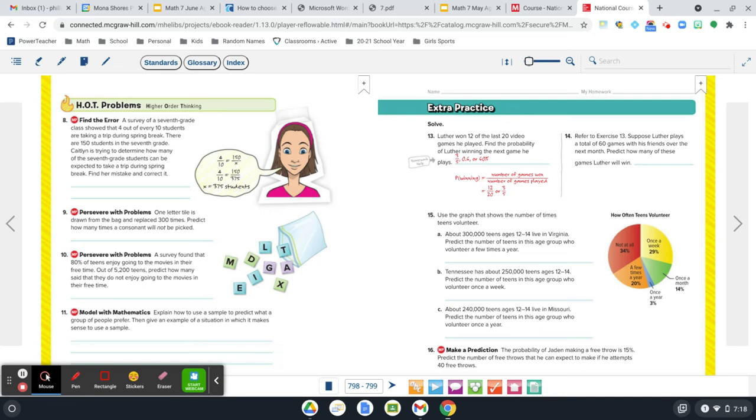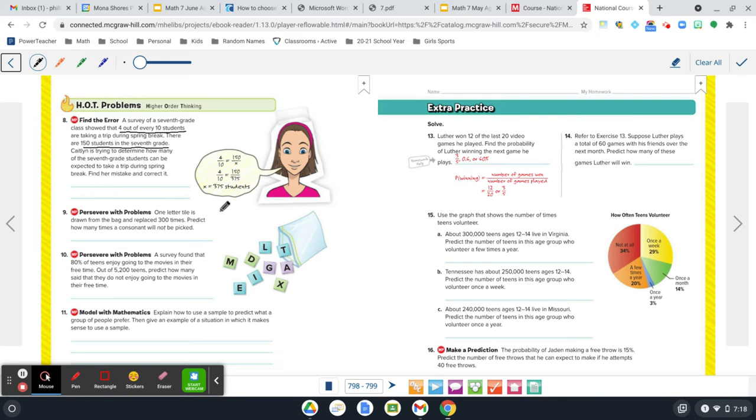Number 8 says you have a survey of a seventh grade class showed that 4 out of every 10 students, so let me underline that, 4 out of every 10 are taking a trip during spring break. And so there are 150 students in 7th grade. And Caitlin is trying to determine how many of the 7th grade students can be expected to take a trip during spring break and find her mistake and correct it.